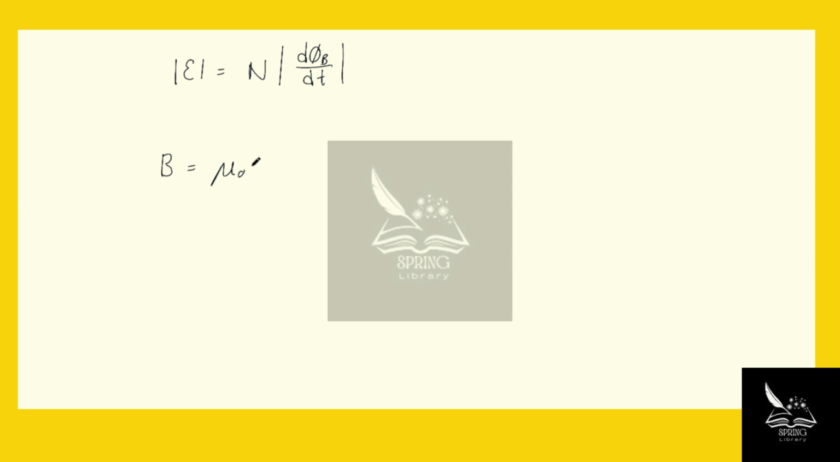So B is equal to mu naught times n times I. And this is 4 pi times 10 to the minus 7, in SI units of Tesla meter per ampere, times the number of turns per unit length, which is 90 times 10 to the power 2, or 900, per meter.